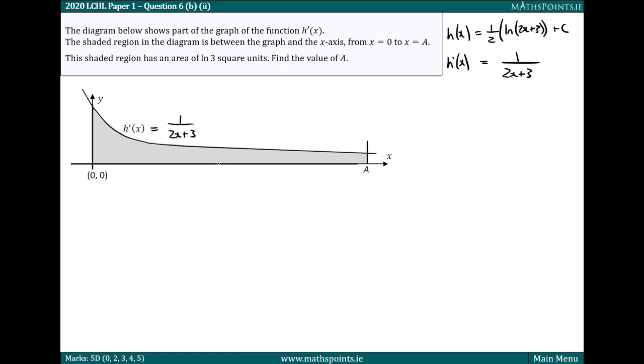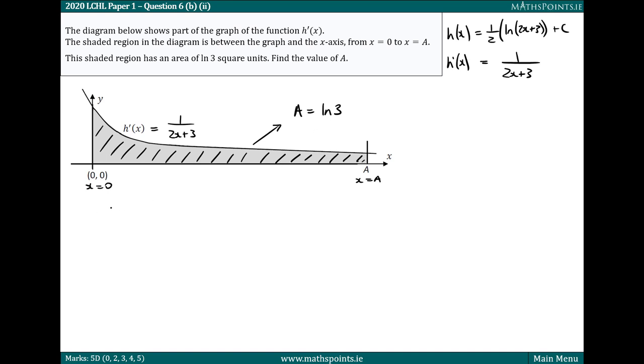And when we derived it, we got this function, which we've now drawn the graph of. We can see that there is a shaded region here between our function 1 over 2x plus 3 and the x-axis from x equals 0 up until x equals a, and we're told that the area of this is equal to the log of 3. So the unknown in this question is the a, like how far along the x-axis does this shaded region go, that it would give an area of log 3.